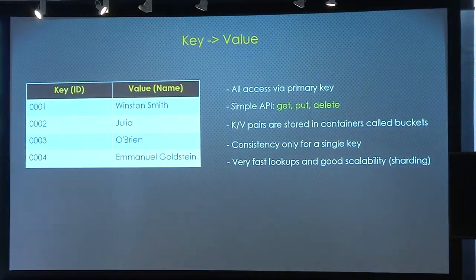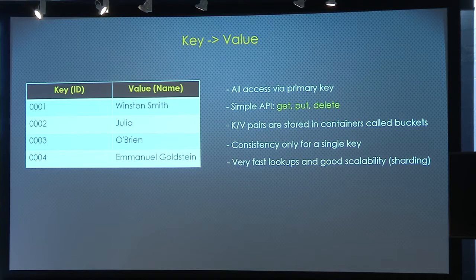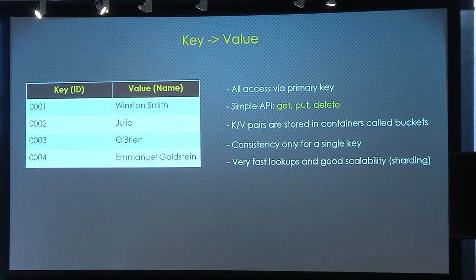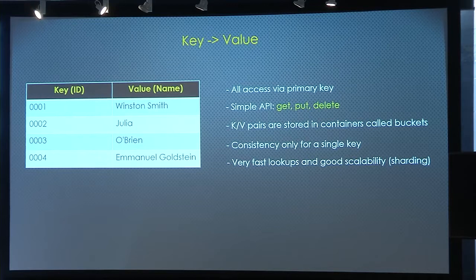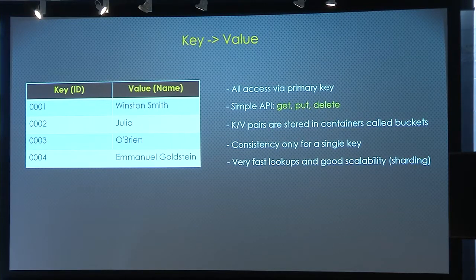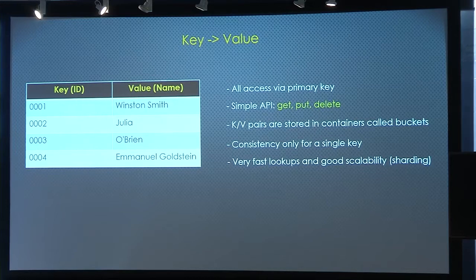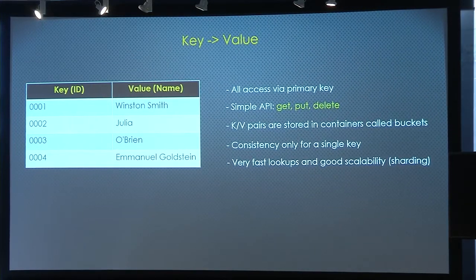So we'll talk about key value first. A key value store is basically like a simple hash map, and it's the right use case when all you need to do is access your data via primary key. The API for these type of databases is rather simple. You can basically do a get, a put, or a delete. The key value pairs are stored in a container called buckets. It's different for different databases, but that's a common terminology. You only have consistency per key, so you can't put 2 key value pairs in, and if one of them doesn't get committed, pull them both back out. So atomicity is per key.